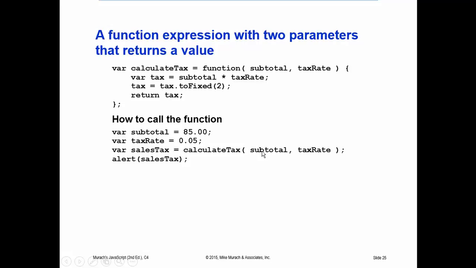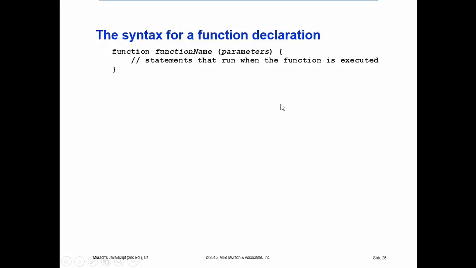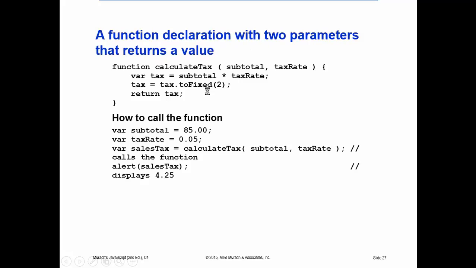So we're calling it, we're passing in subtotal, and we're passing in tax rate. These are called actual parameters because that's what we're actually passing in. In the function itself, they're called formal parameters. And formal parameters don't have the same name as actual parameters, even though in this example they do. All right, so this is the syntax: function, function name, and parameters. This is what I just did for you. All right, so there's an example of how you could calculate a tax rate.